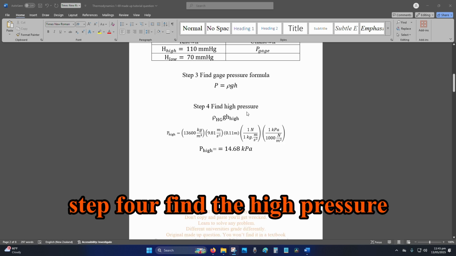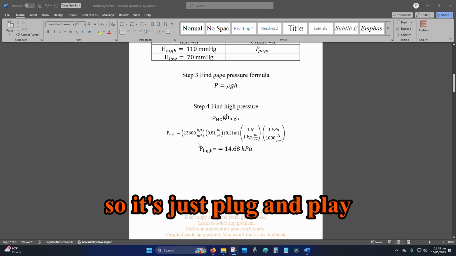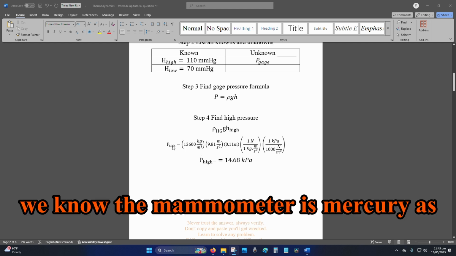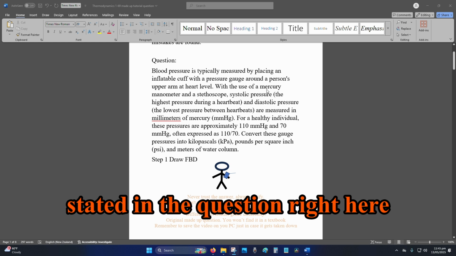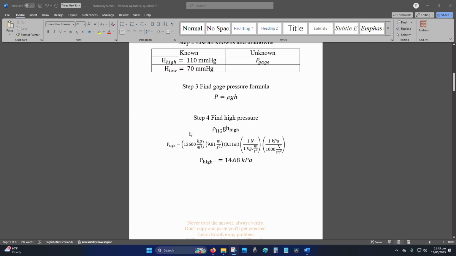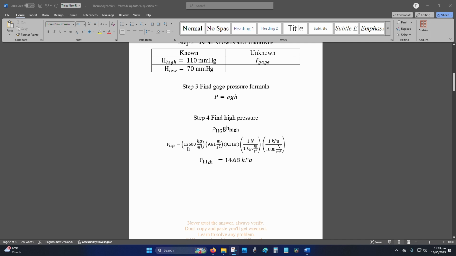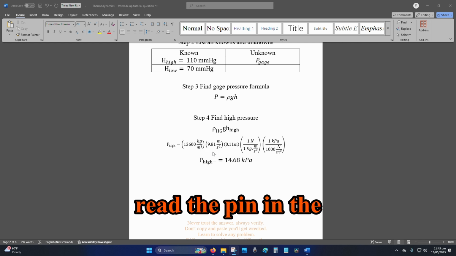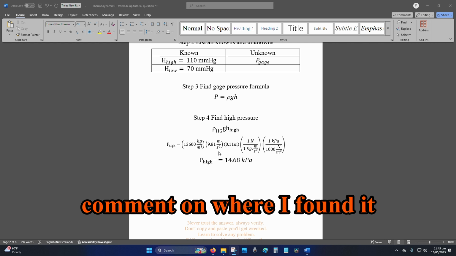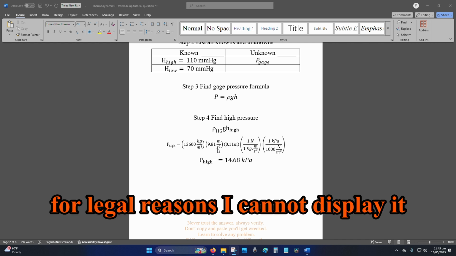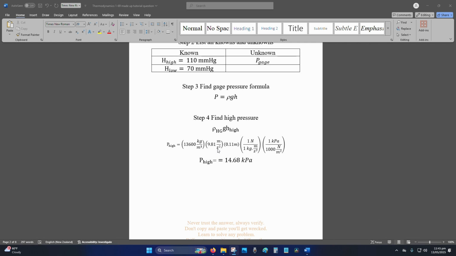Step 4, find the high pressure. So it's just plug and play. So we know the manometer is mercury as stated in the question right here. So we know the density is going to be 13,600 kilograms per meter cubed. You can read the pinned comment on where I found it. For legal reasons, I cannot display it in the video.